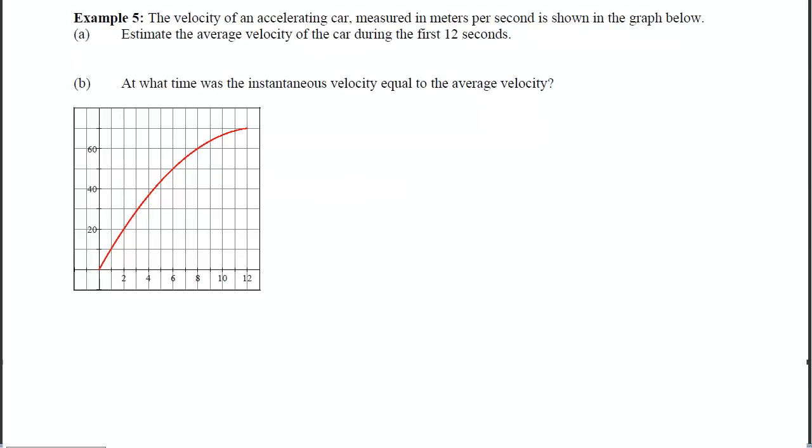For our fifth and final example, we are shown the velocity of an accelerating car that's measured in meters per second in this graph. And the first question is, we want to estimate the average velocity of the car. So we know that the average velocity should be 1 over the length of the interval, which is 12 minus 0, times the integral from 0 to 12 of the thing we want the average of. So we want the average velocity.